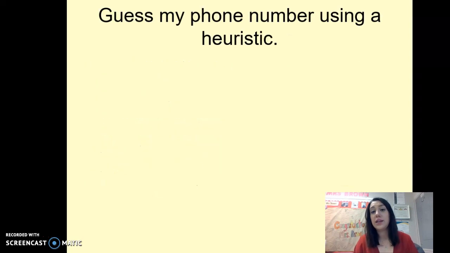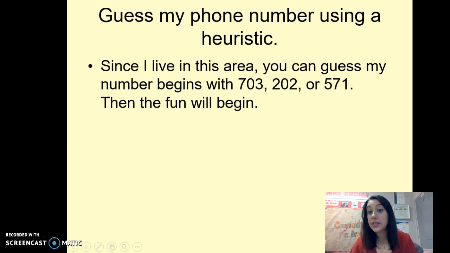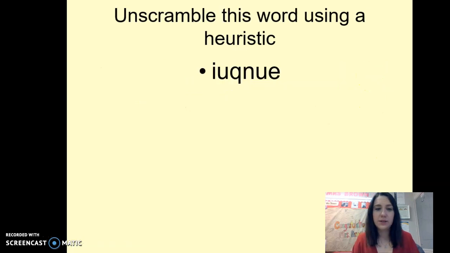If I were to say, guess my phone number using a heuristic, you might say, okay, I know you're from Northern Virginia, so you probably have either a 703 or a 571 area code, or DC 202. So you're taking a shortcut. Now, this is great, this is right. But what if I had lived in Minnesota and moved here from Minnesota and I didn't have that area code? Now you've made an error. So you see it's a shortcut, but it's more prone to error.